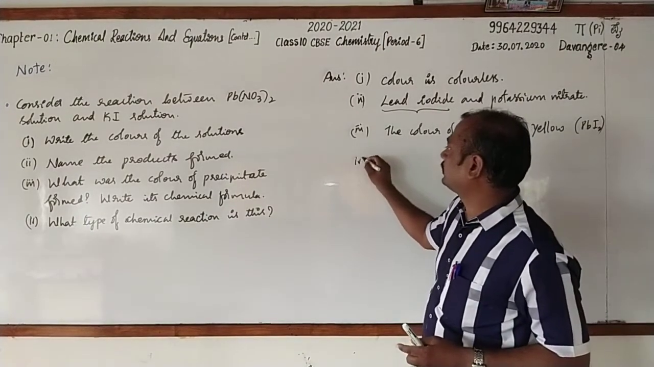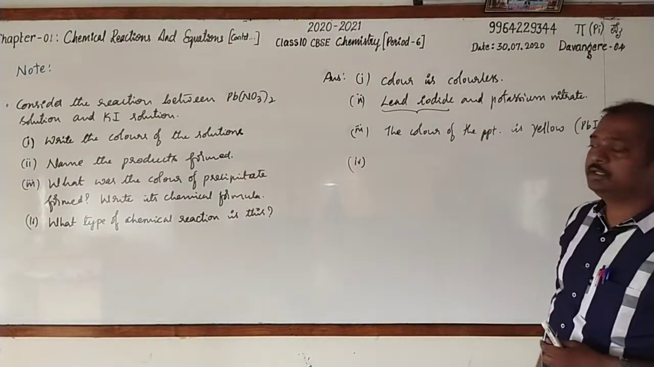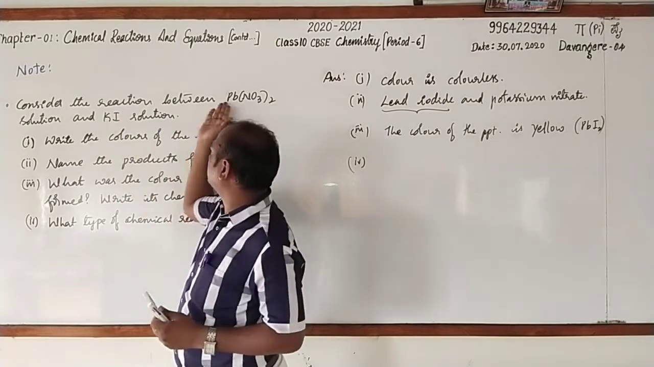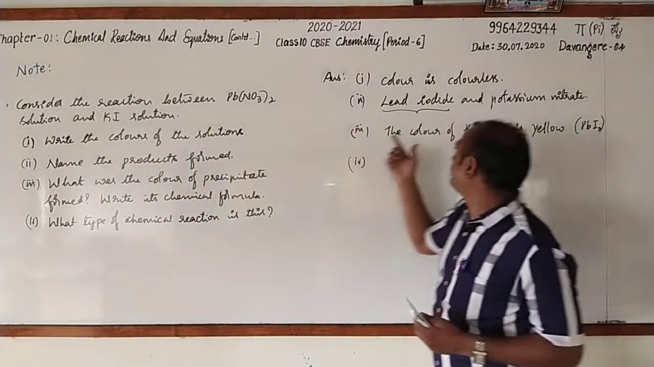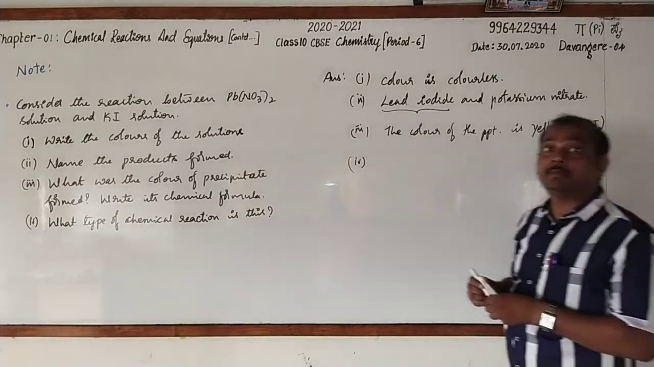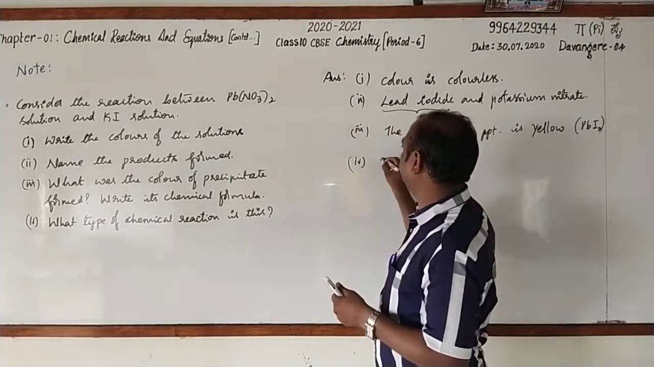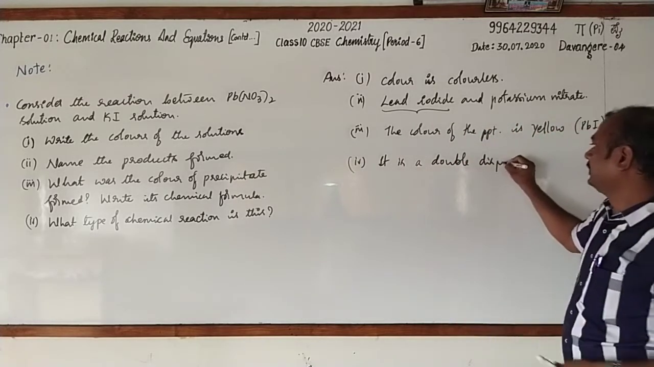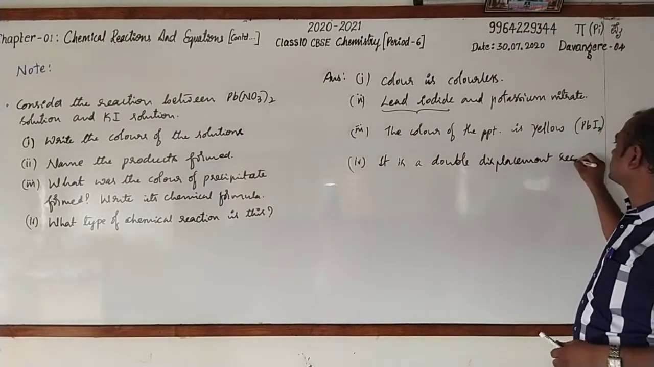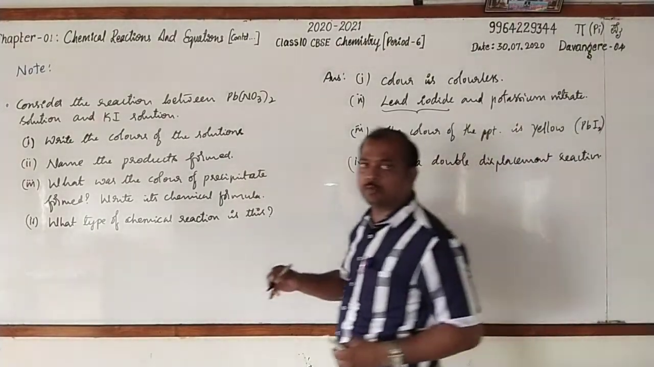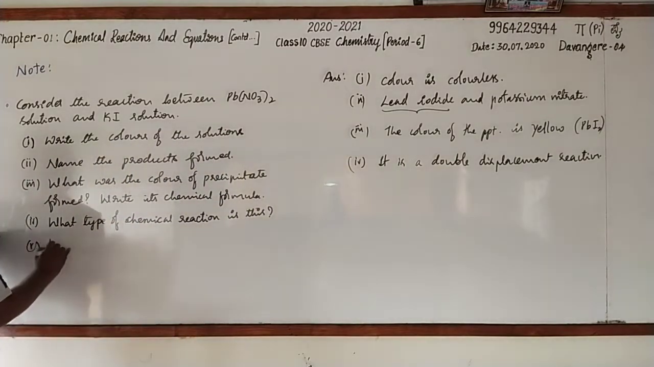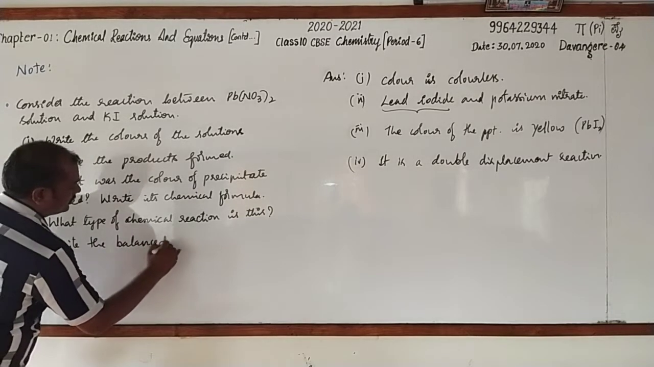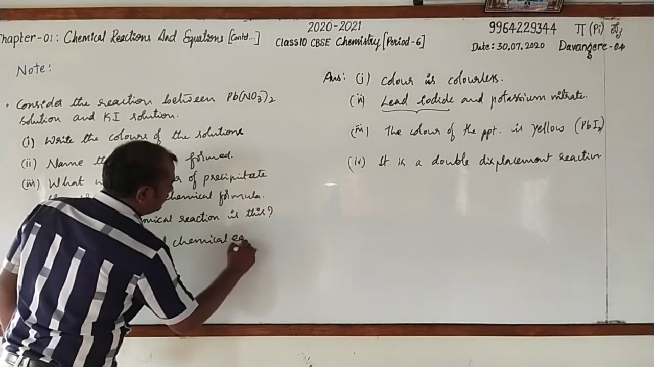Next, the fourth one. What type of chemical reaction is this? Could you tell? Here, two compounds mutually exchange their ions to form two new compounds. Therefore, it is called a double displacement reaction. Here I'll write. It is a double displacement reaction. And we can also extend that to one more question. Write the balanced chemical equation with respect to this reaction.